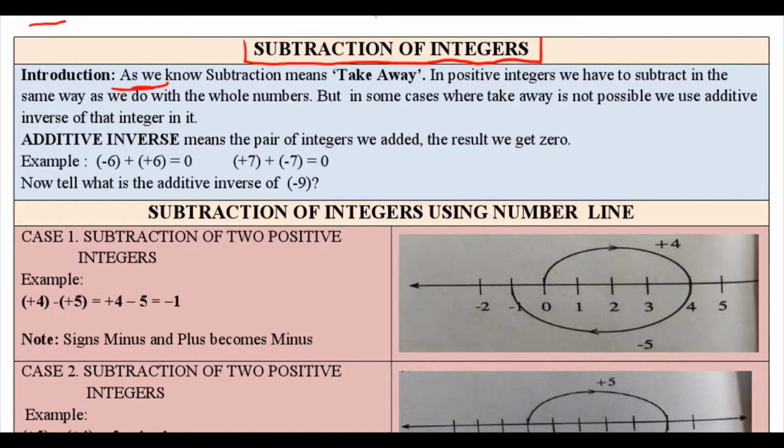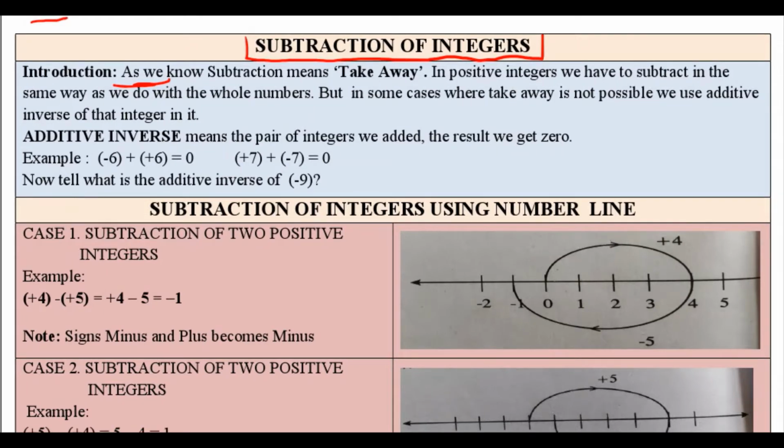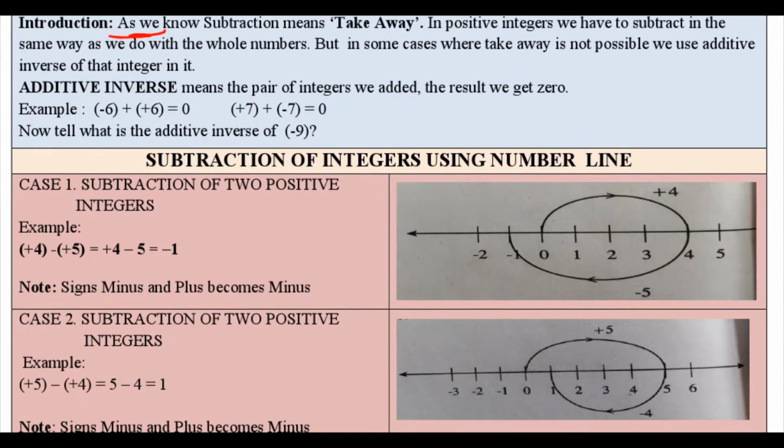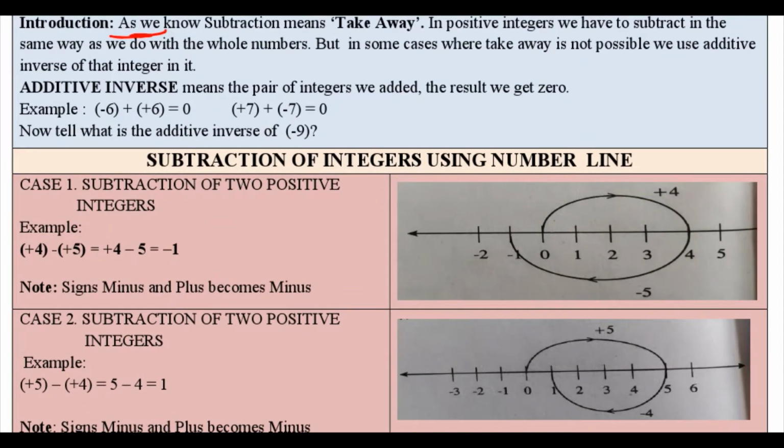So when we have to subtract positive integers, we simply subtract them like whole numbers, but in some cases like negative integers we use the additive inverse, because in that case it is not possible to take away. What does additive inverse mean? Additive inverse means a pair of integers which, when added, give the result 0.